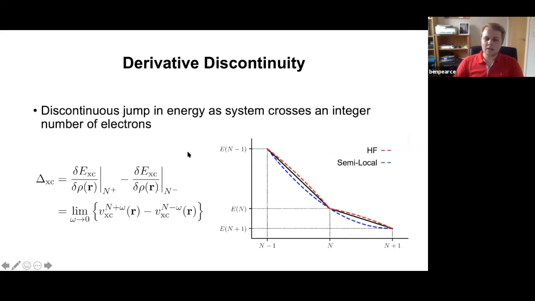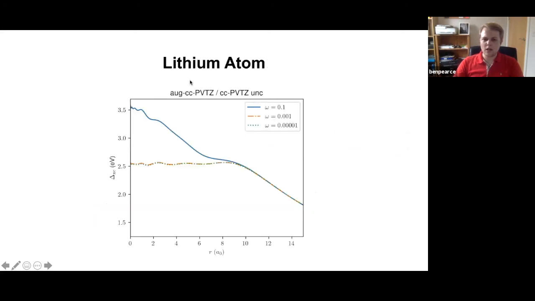So mathematically, the derivative discontinuity can be calculated by taking the limit as omega goes to 0 of the potential for an ensemble where we add a tiny bit of an electron, and subtracting the potential where we subtract a tiny bit of an electron. And that's something that we started looking at now. We've got this ensemble equation implemented. So here is a quick example of the sort of thing that we can actually extract using this ensemble OEP.